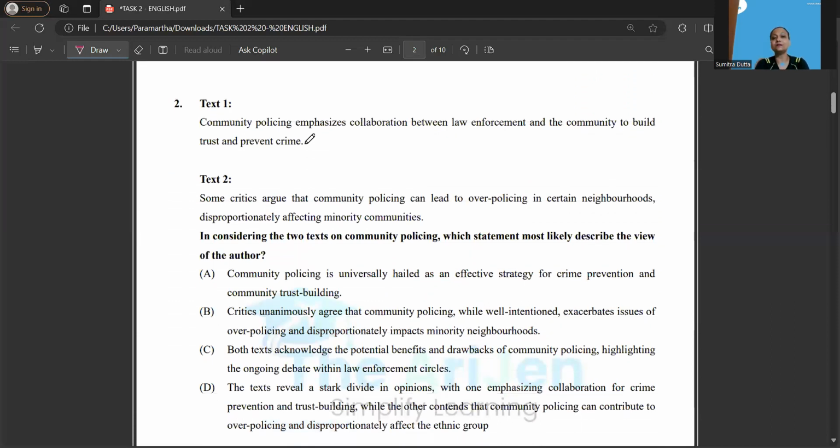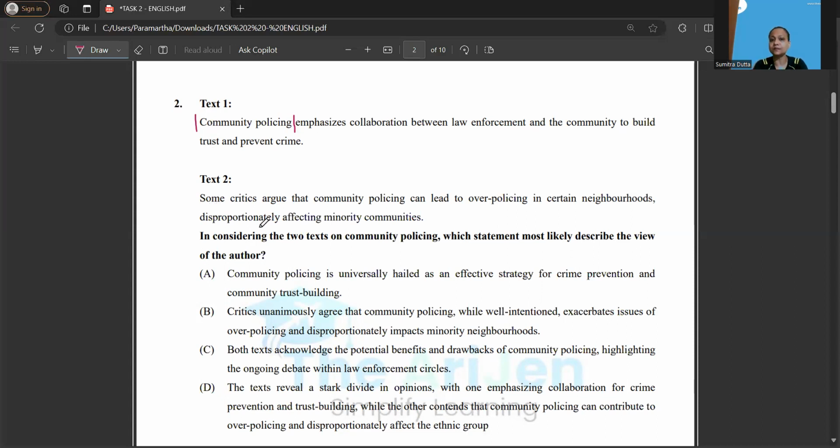Text 1. Community policing emphasizes collaboration between law enforcement and the community to build trust and prevent crime. So they're speaking on community policing, where people actually move out to do something on their own for volunteering. Like, we'll find community policing not with the police actually, but actually being appointed by the legal department of a particular country. So it actually emphasizes collaboration between law enforcement and community to build trust and prevent crime.